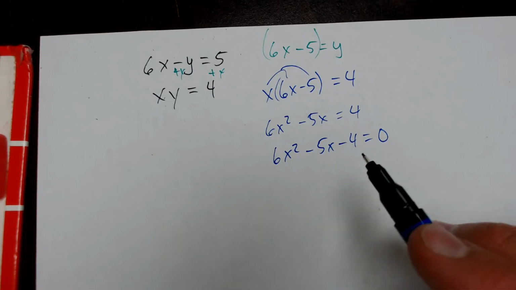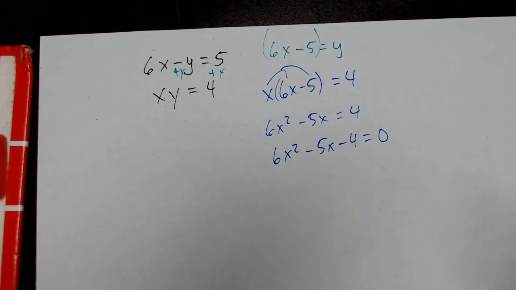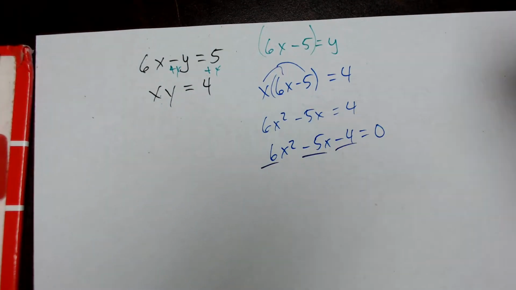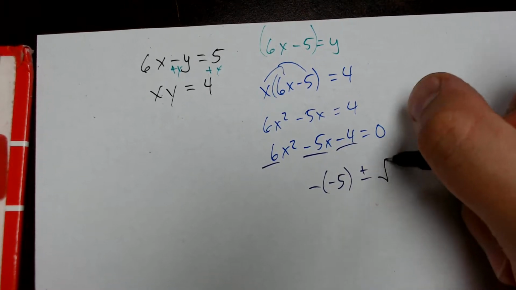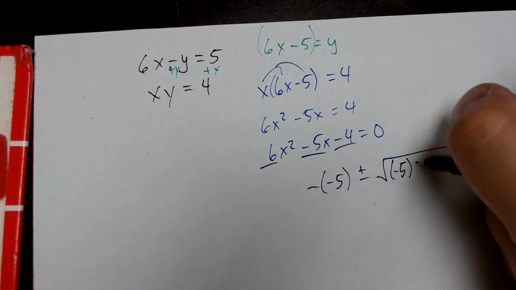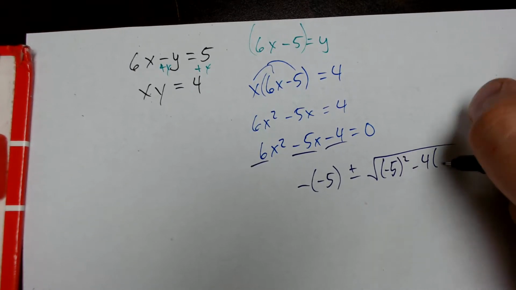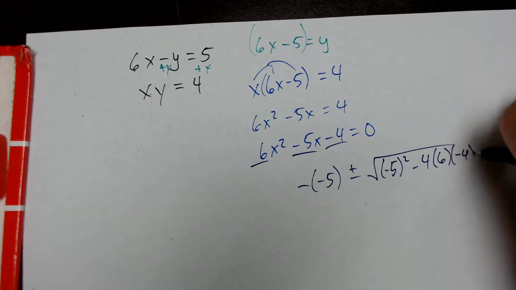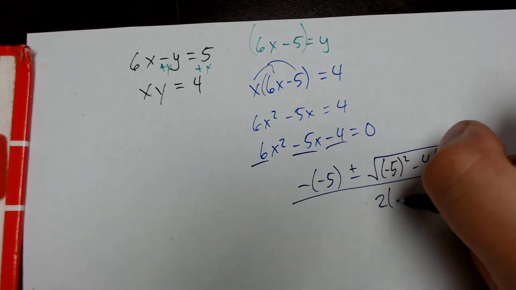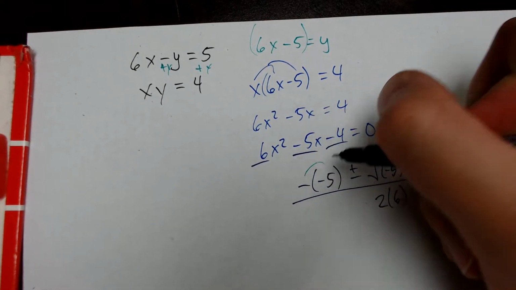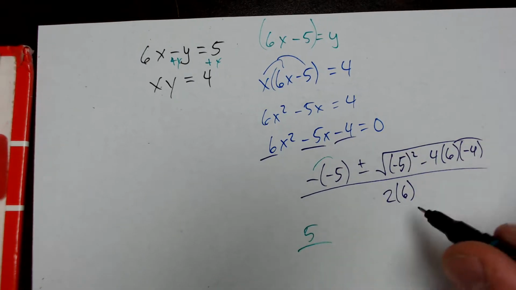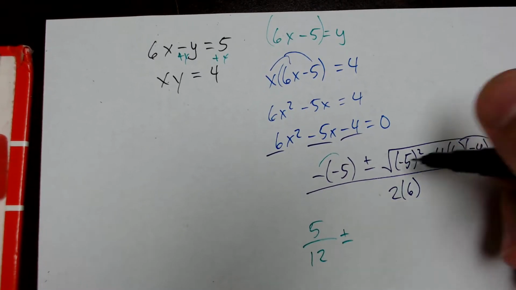I do not want to try to factor this. That would be difficult. I can't use the zero factor theorem all the time. The best thing to do when you start getting quadratics is to use the quadratic formula. There's a reason why we memorized it. So we'll take our a, our b, and our c and plug them into the quadratic formula. So we have negative b plus or minus the square root of b squared minus 4 times a times c, all over 2 times a. If I simplify this, we're going to have positive 5 over 12 plus or minus whatever the square root is.